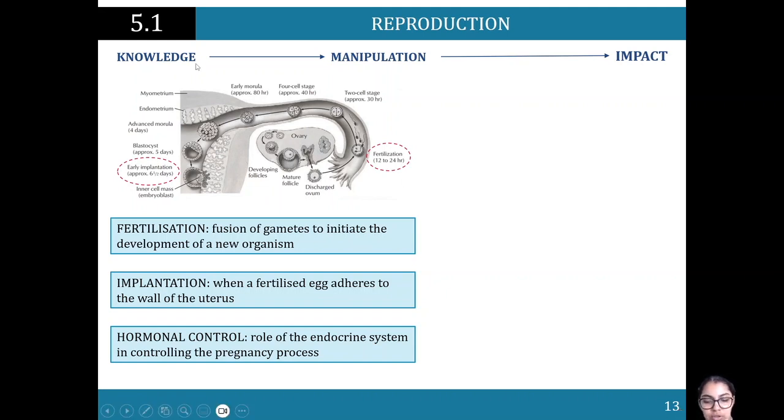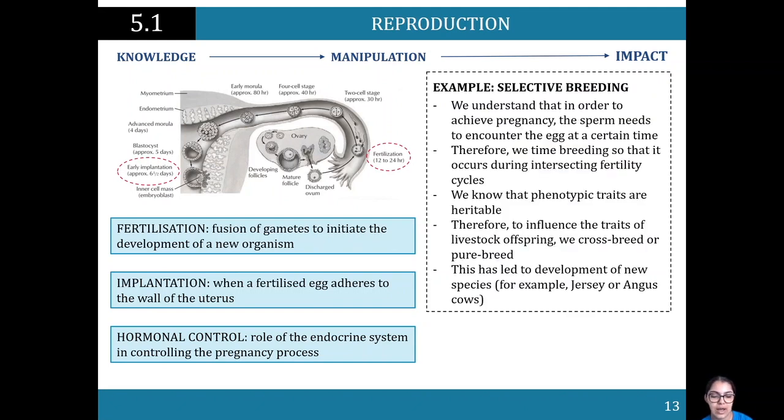We essentially use this knowledge of fertilization, implantation, and the role of hormones in this whole process, and the significance of these hormones, to then manipulate this process. And by manipulating this process, it can essentially lead to desired outcomes that we want, and that can have a huge social and economical impact as well. And this is used in a process called selective breeding, where we essentially apply this knowledge.